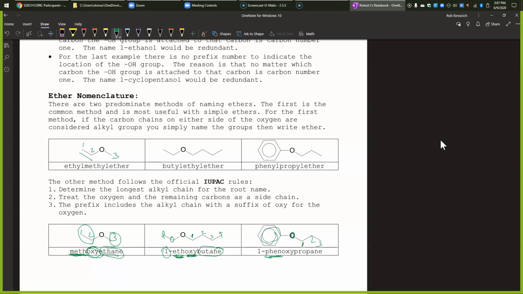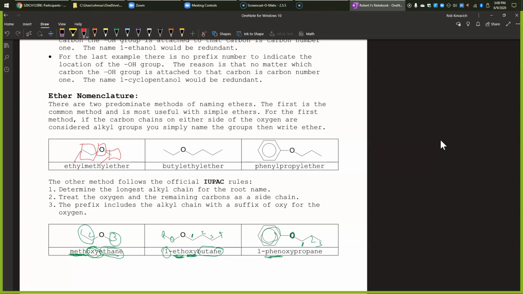The non-IUPAC nomenclature for this is you recognize that you have an ether. All right, great, I got an ether. So what's right here and what's right here? Over here, I've got a methyl group, and over here, I've got an ethyl group, and they're connected to each other by an oxygen. So I say methyl ethyl ether.